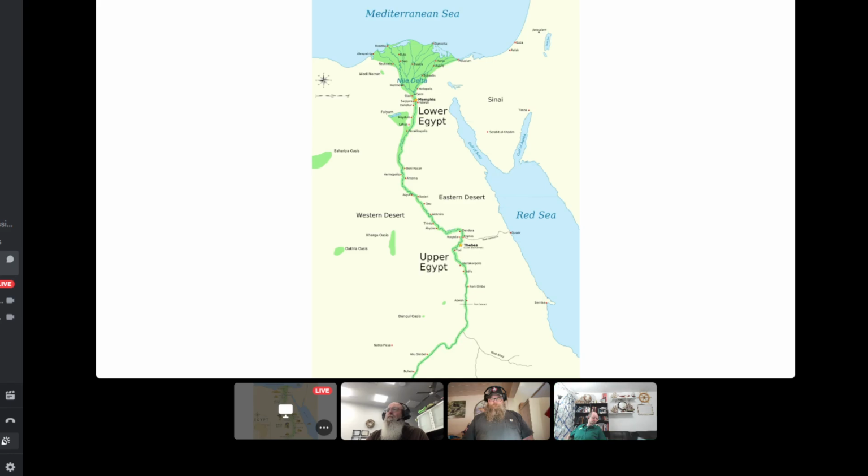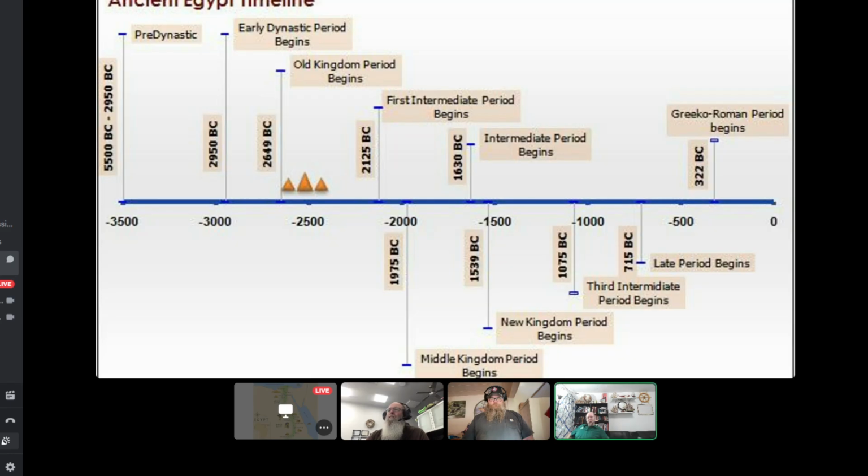So we are coming to this period, the first intermediate period. Of course, the dates are always in dispute. Was it really 2125? Well, it depends on which historian you ask. If you're asking me, I'm going to say no, probably not, but I don't think it's that far off. And we are talking about the kingdom in between the Old Kingdom and the Middle Kingdom.